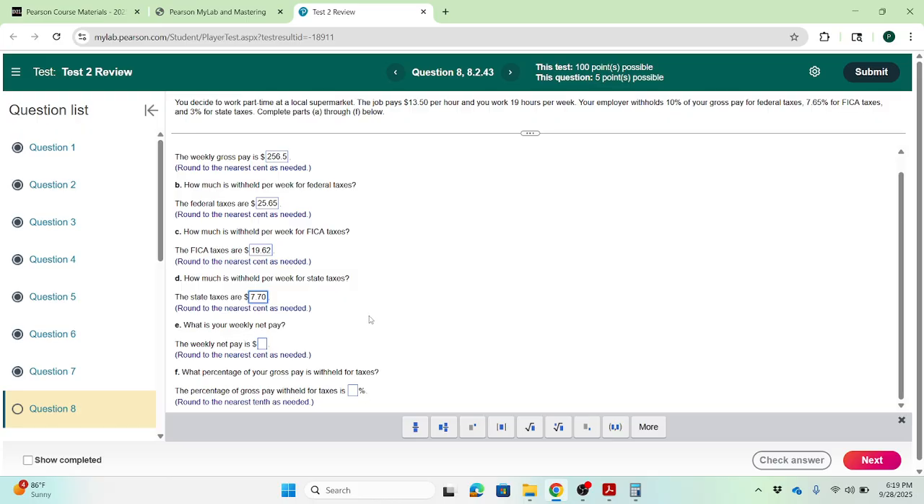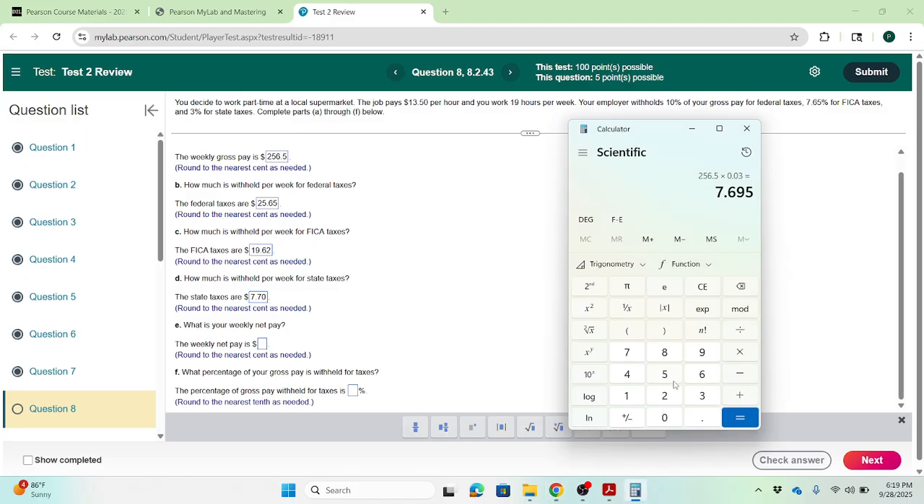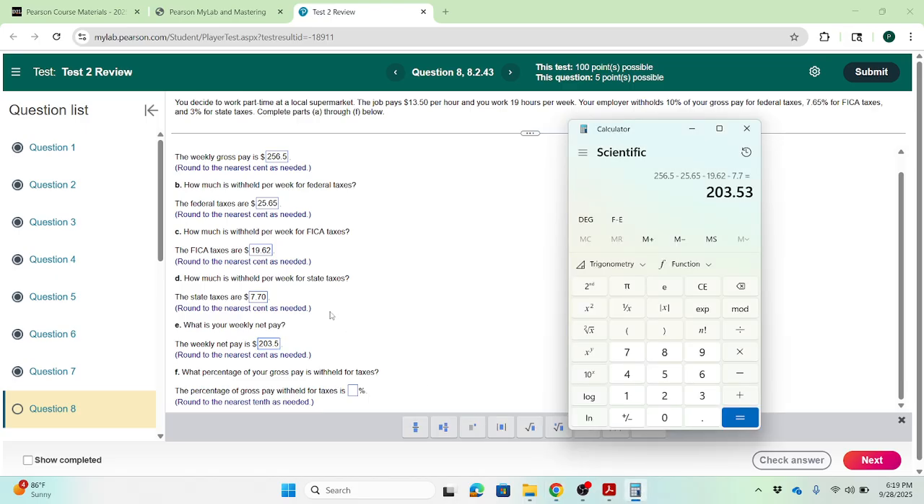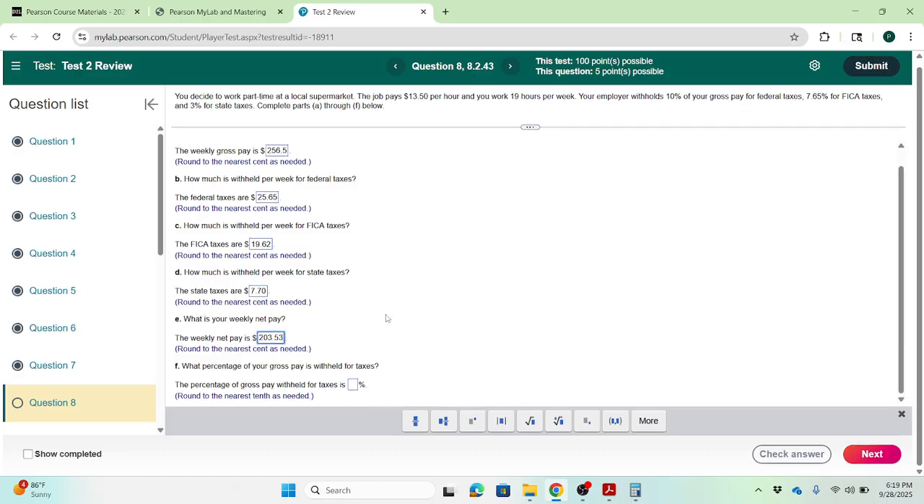So what is the net pay? Net pay is you just have to subtract all these taxes from your gross pay. I'm going to do that: $256.50 minus $25.65 federal tax, minus $19.62 FICA tax, minus $7.70 for the state tax, and that gives $203.53. That's the net pay.